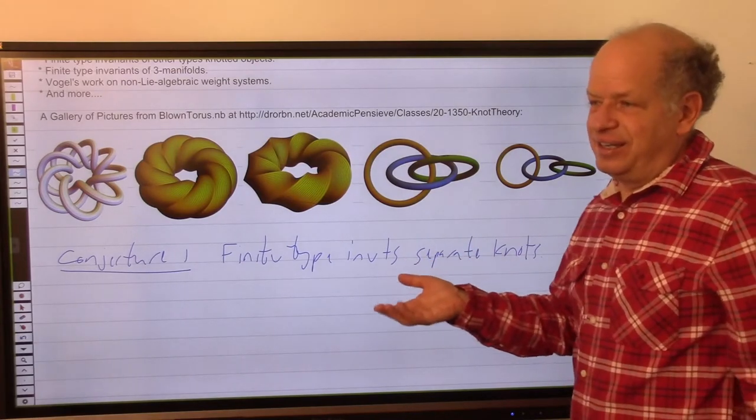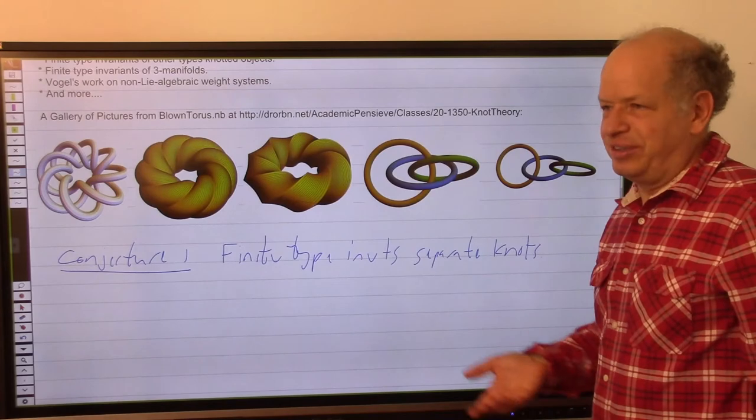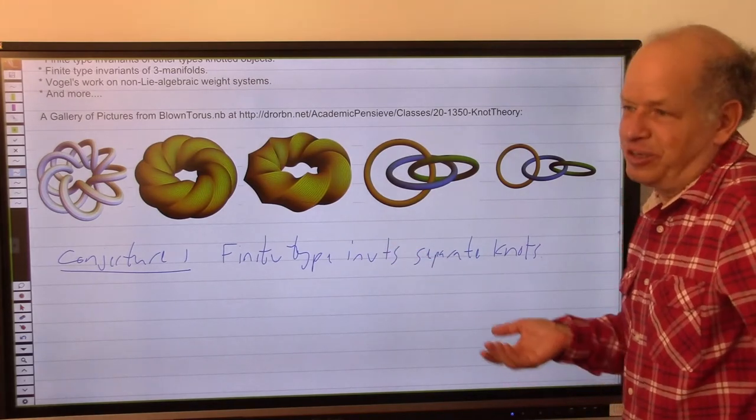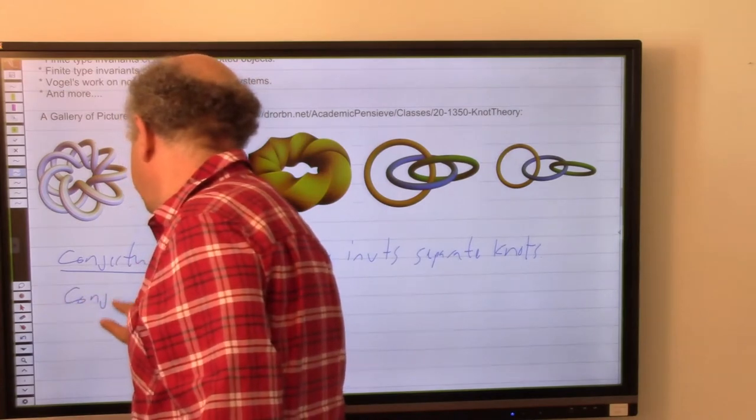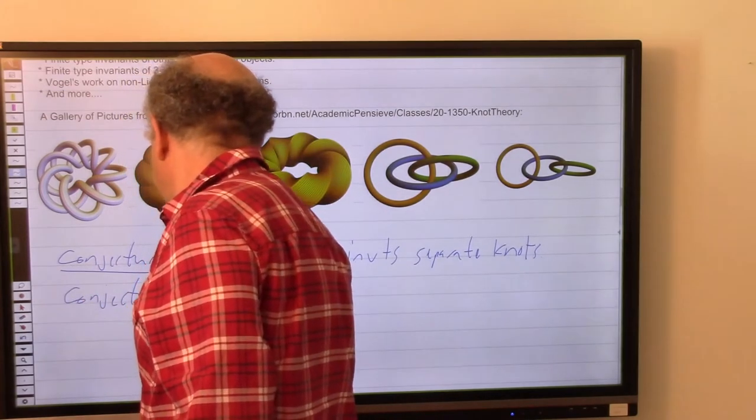Basically, the votes are still counting for this one. Okay, we don't know if it's true or false. And the second conjecture says the following.